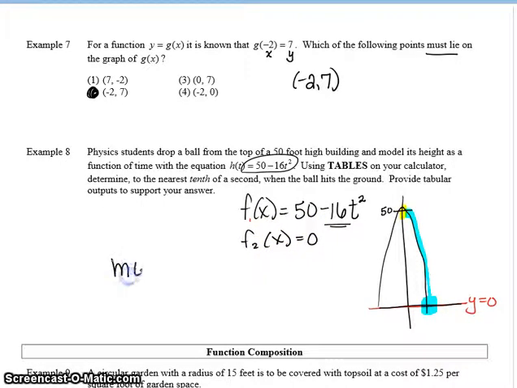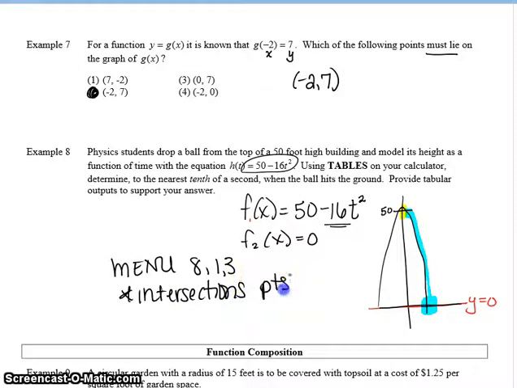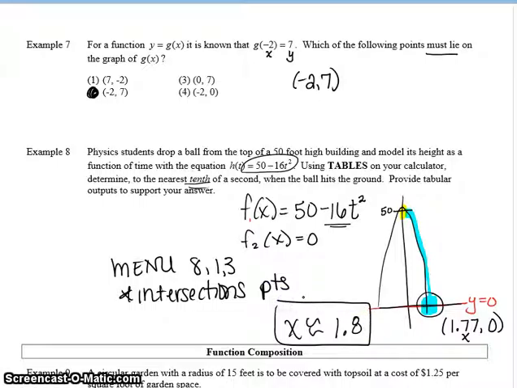And then I did menu 8, 1, 3, which will give you the intersection points. And you have to click on each graph. So I clicked on the 50 minus 16t squared, and then y equals 0, and then you hit enter, and boom, this point appears. And that appears at 1.77, 0. That's that intersection point right there. So remember, this is my x value. Now it says nearest tenth, so x is approximately 1.8. Okay, so that's when it's going to hit the ground.